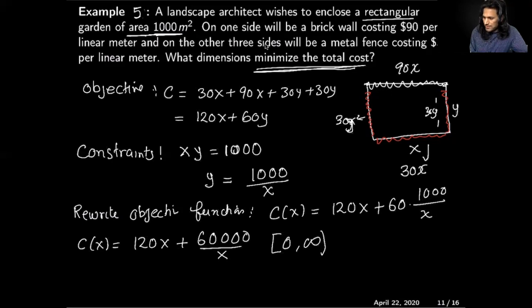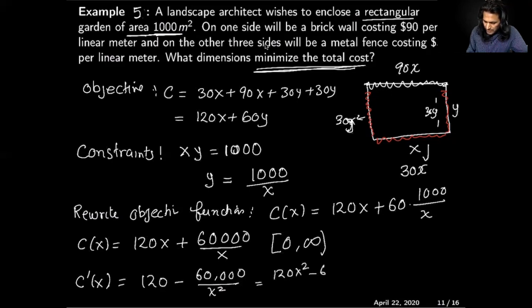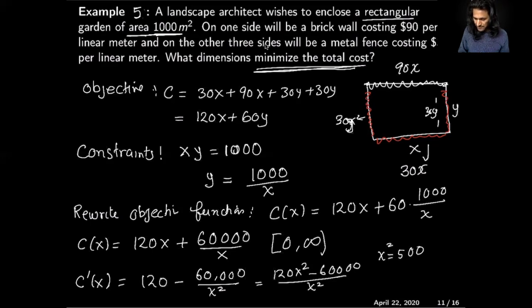Now I will calculate the derivative of this function, which is C prime of x equals 120 minus 60,000 over x square, which simplifies to 120 x square minus 60,000 over x square. So what will be my critical value if I solve that problem? The critical value will be x square equal to 500, therefore x is equal to the square root of 5. So this is my critical value.